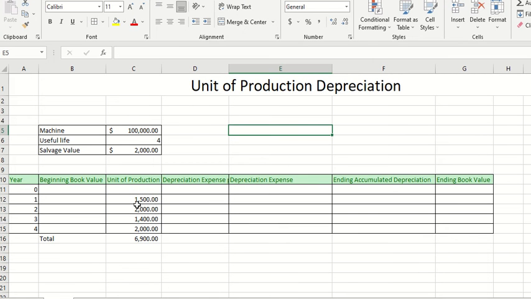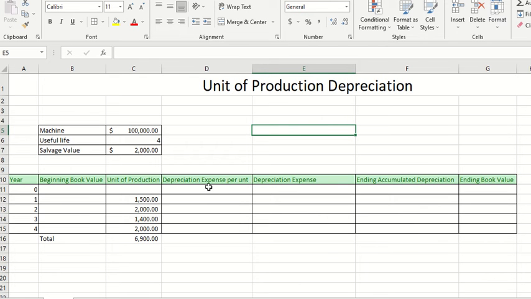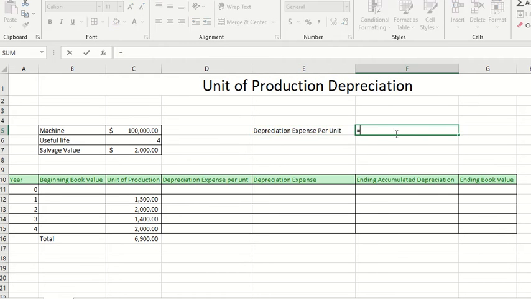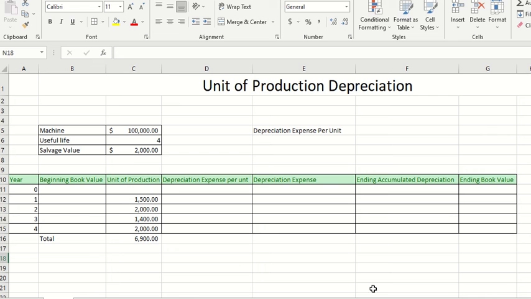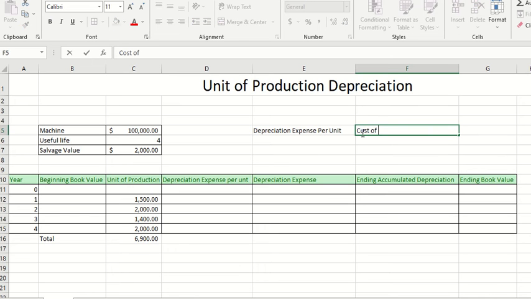So the formula to calculate this one, we need to find the depreciation expense per unit. So we need to use the cost of the machine in here, minus the salvage value, then we divide by the total units of production.